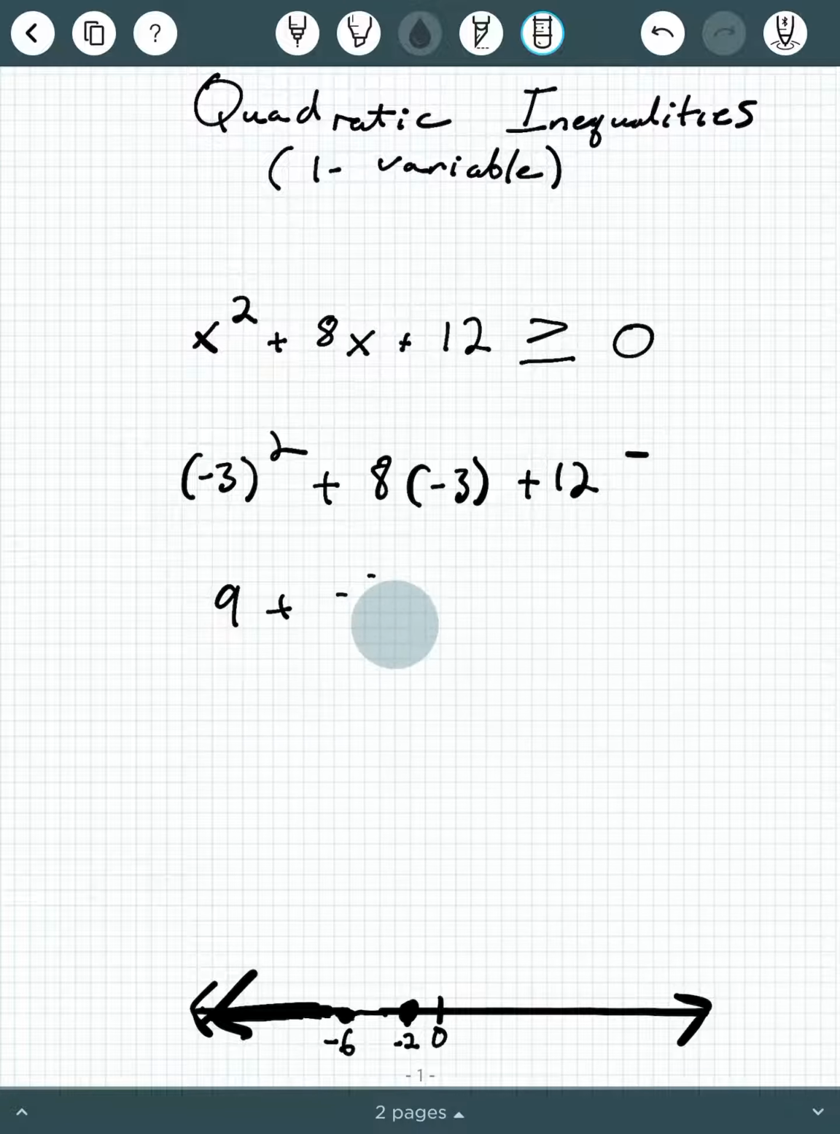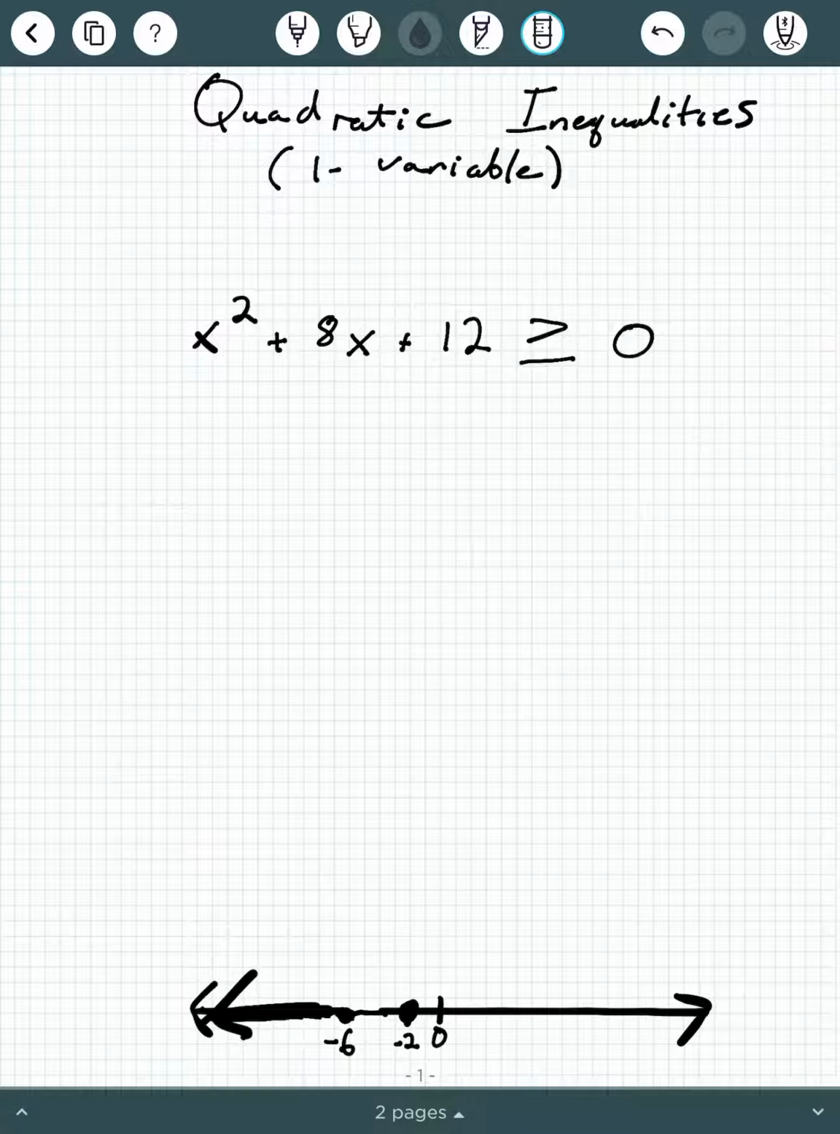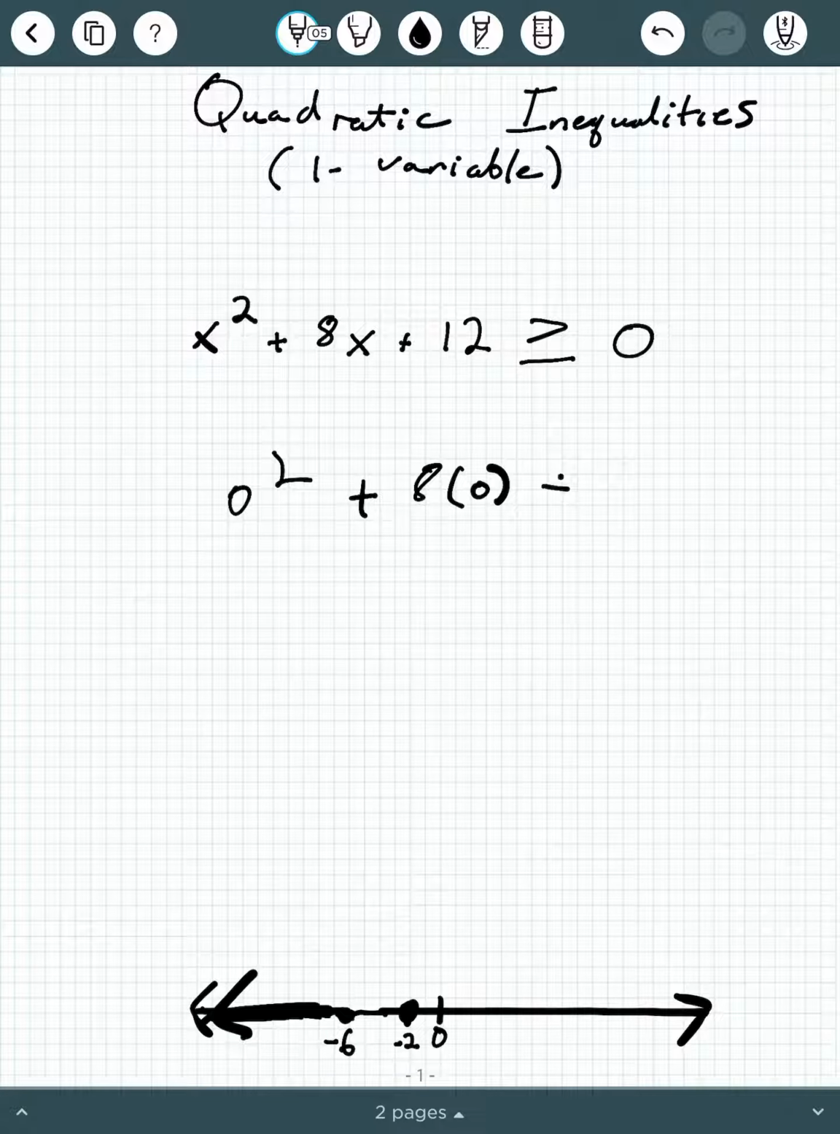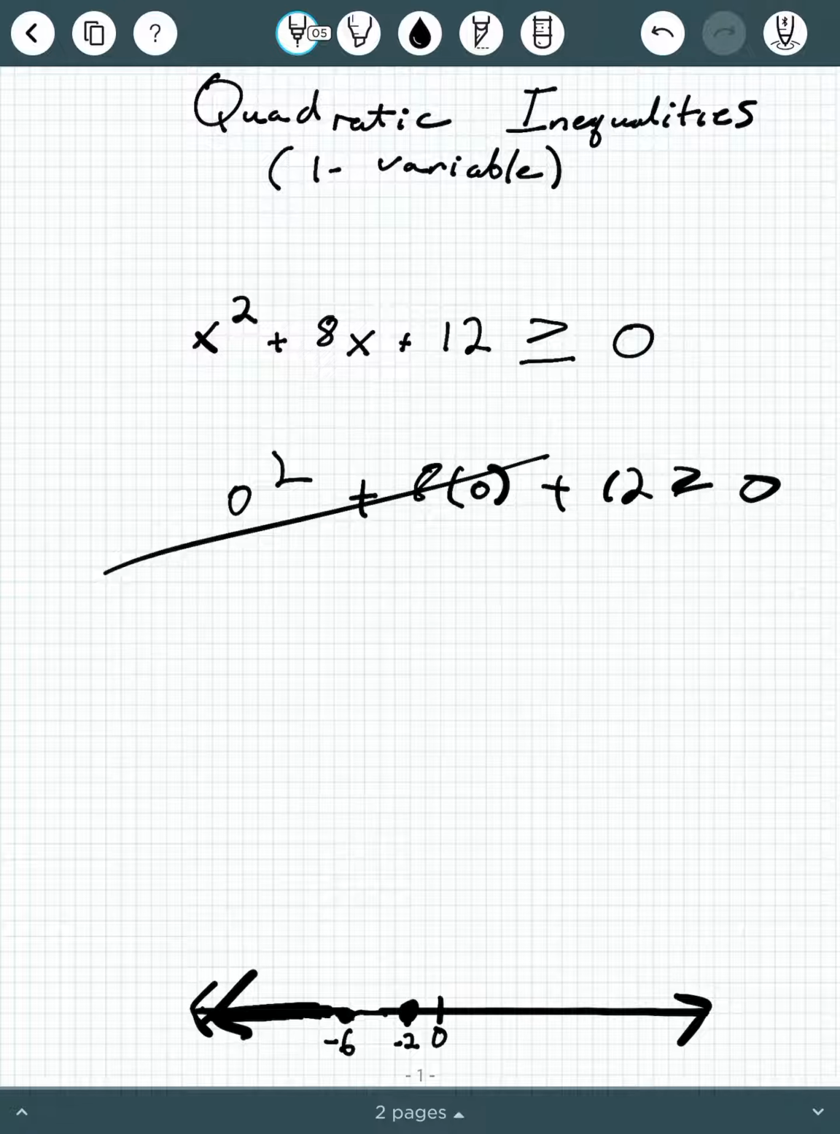All right, last check, we have to pick something greater than -2, and this one's really nice because we can pick 0. So if I put in 0, 0 squared plus 8 times 0, you wouldn't even have to write this down necessarily. Right away those cancel out. We see 12 is greater than or equal to 0. That is true. So the values also work going to the right where we're greater than -2.